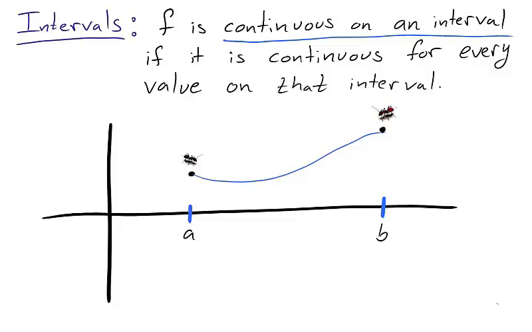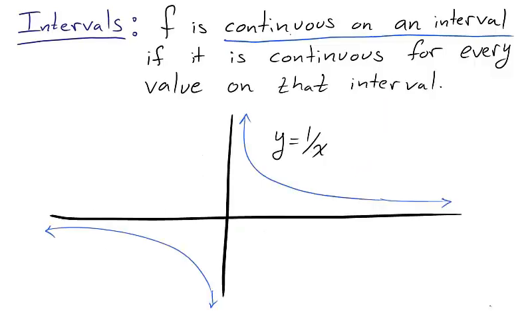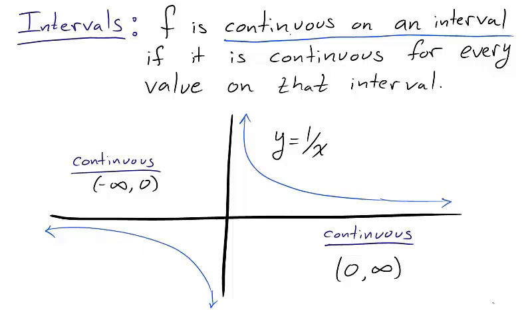Visually, a function is continuous on an interval from a to b if the curve is unbroken. That is, if an ant were to crawl along the function, dragging a pen behind itself, it would trace out the entire graph of the function on the interval. For example, take the graph y equals 1 over x. The function is continuous on the open interval negative infinity to 0, and continuous on the open interval 0 to infinity. In other words, y equals 1 over x is continuous on any interval which doesn't contain 0.